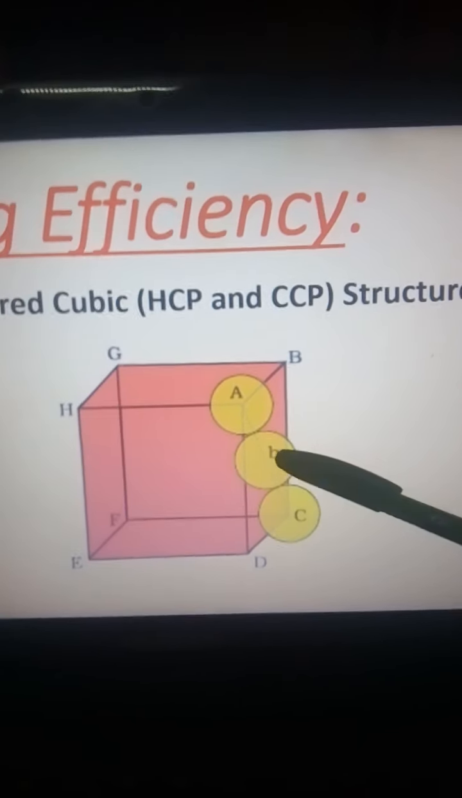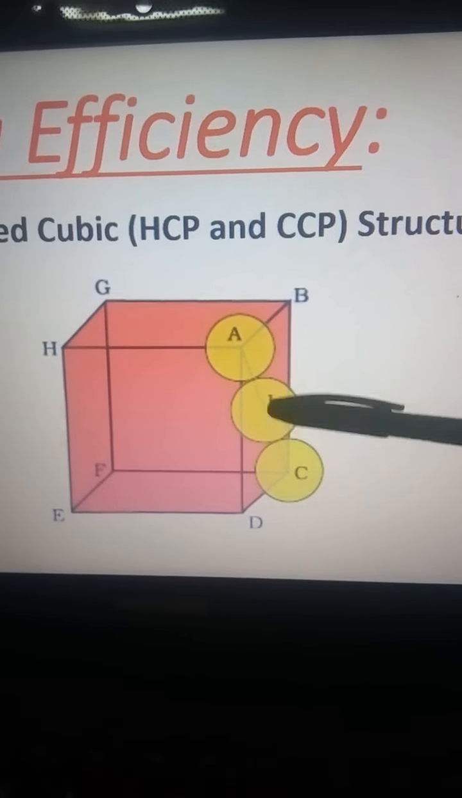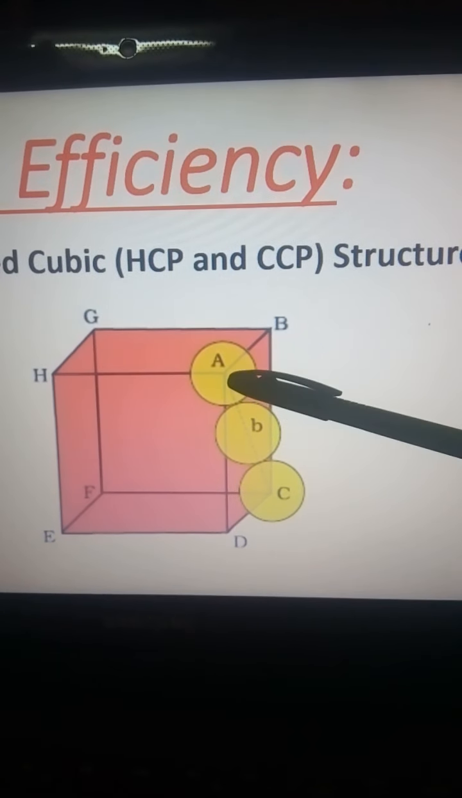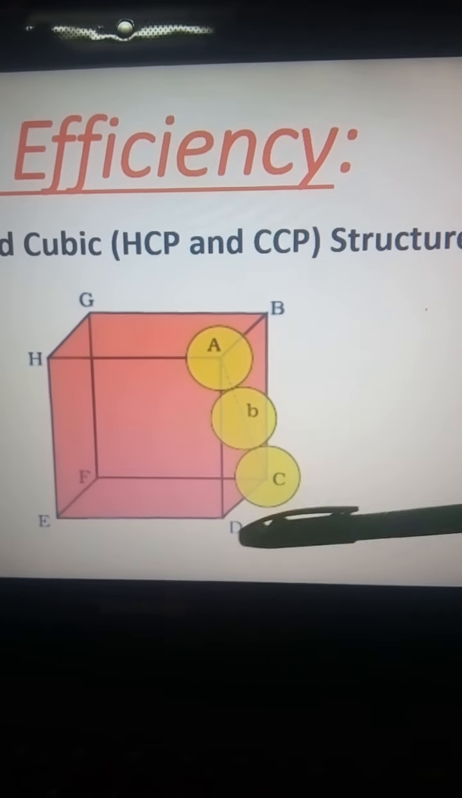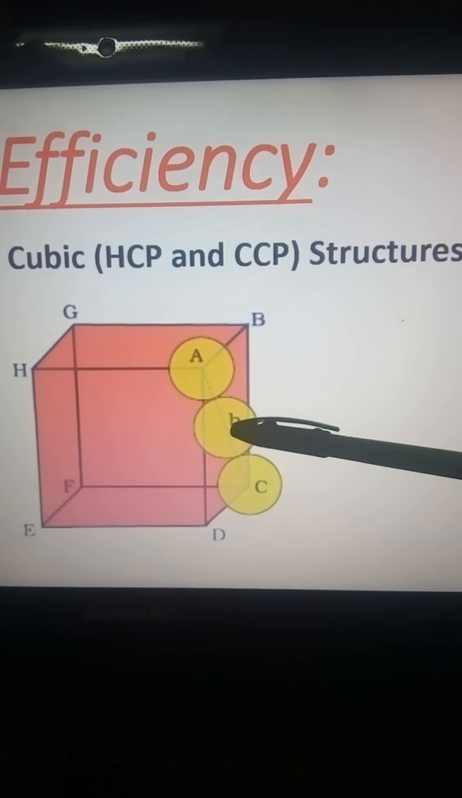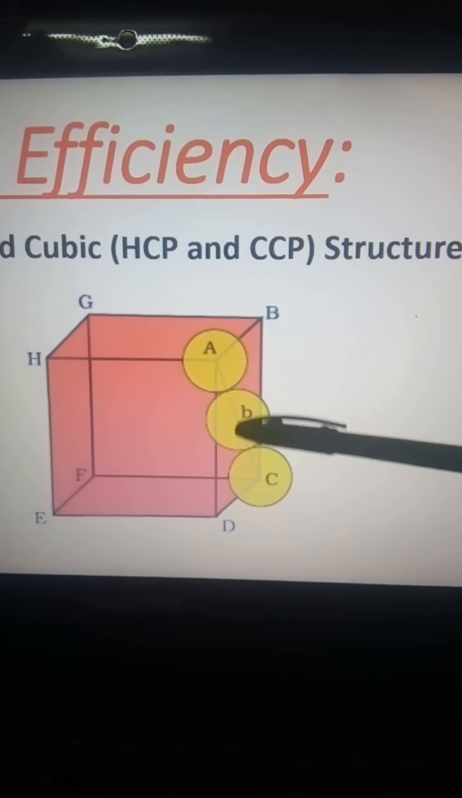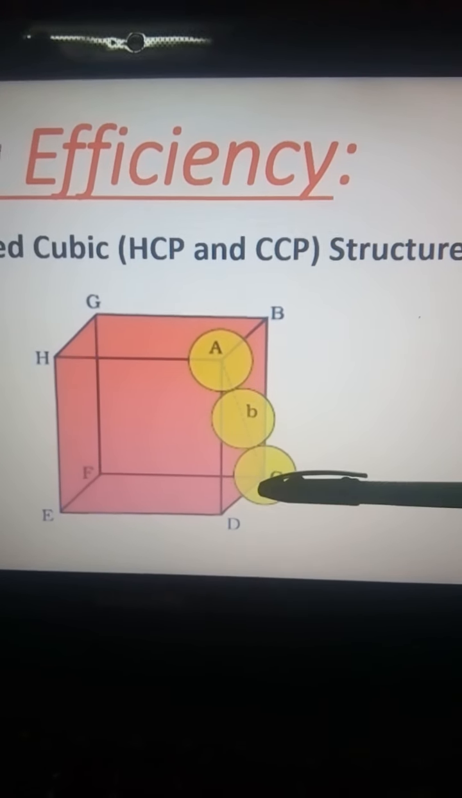Now you see the situation, how the particles are present in each face. You see here that in the two corners A and C, the two corner particles are there, and at the center of the face another particle is there, and these 3 particles are in contact with each other.